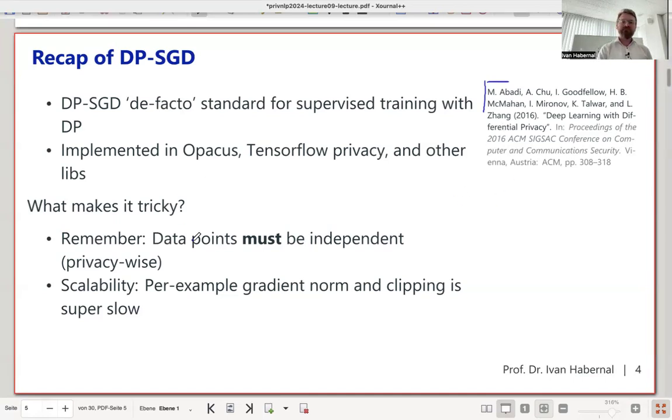But this is a very accessible one, to be honest. DPSGD is the de facto standard for supervised training with differential privacy, and there are some implementations such as a tool called Opacus, which you can plug into PyTorch, for example. The original implementation was in TensorFlow Privacy, and there might be others, some written in Rust and things like that. The tricky part is that the data points must be independent. We have a table of entries, and this is the main assumption in differential privacy.